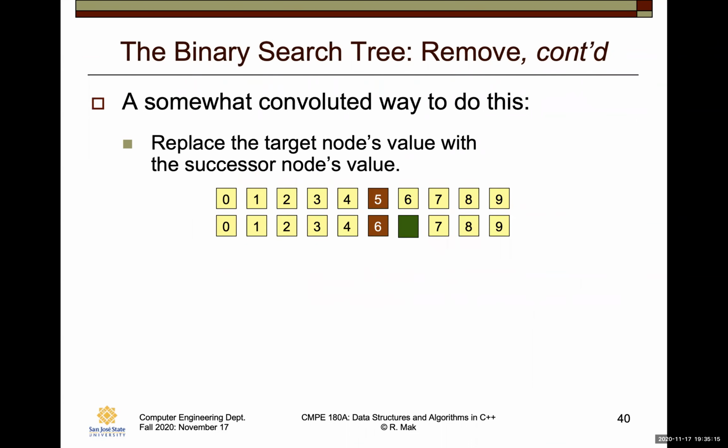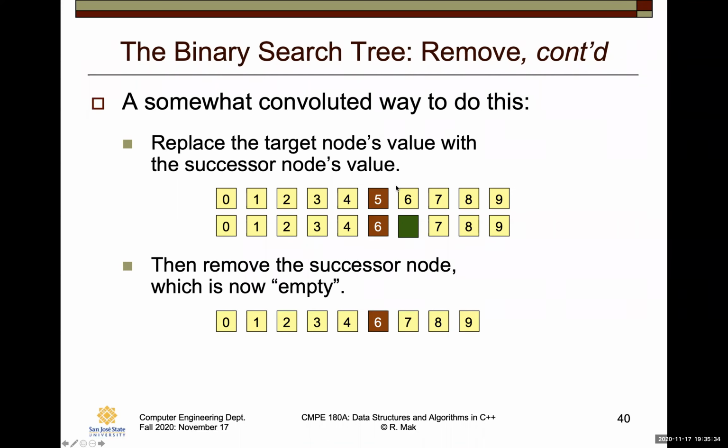Here's the convoluted way to remove a node. We're trying to get rid of the 5, and we look for the successor of 5, and that's the 6. So what we do is we copy over the value. The successor node is 6. We copy over the value, and so now the value of 5 in this node is replaced by 6.